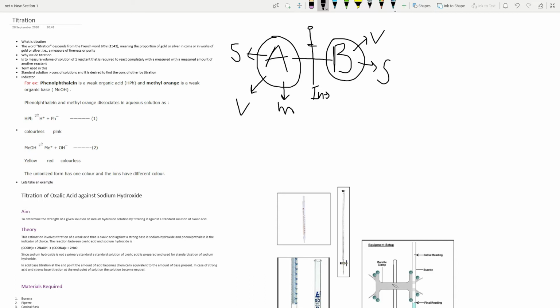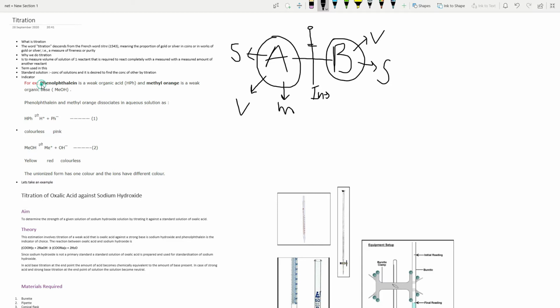Your first experiment in titration is to make the standard solution of something. You make the standard solution to know its strength, volume, mass and everything, so that with the help of A you can find B. So the first thing you will perform is to make the standard solution, and you'll take indicators.